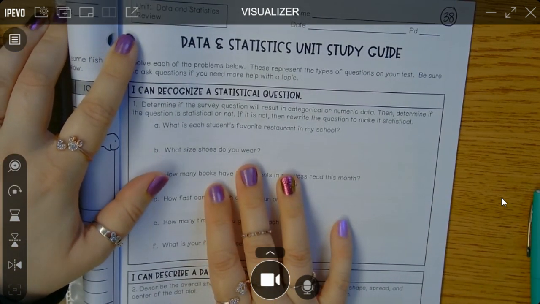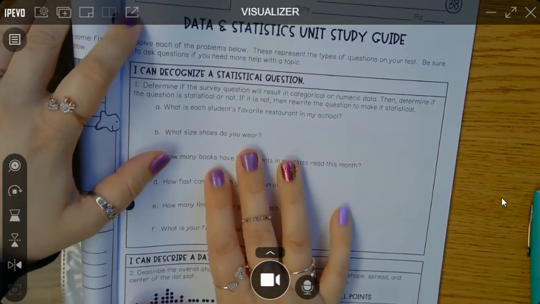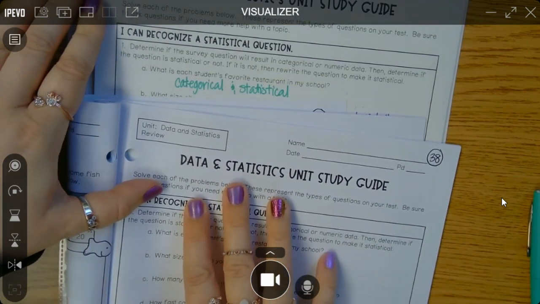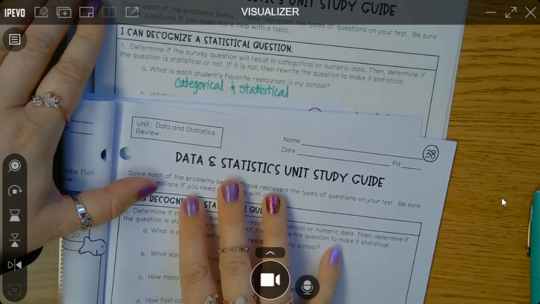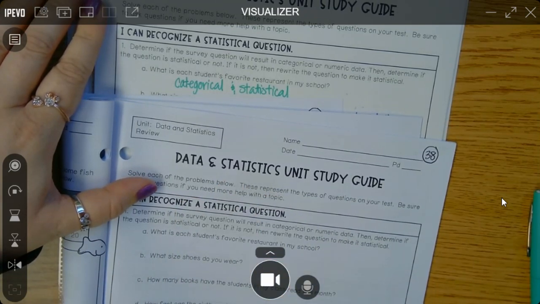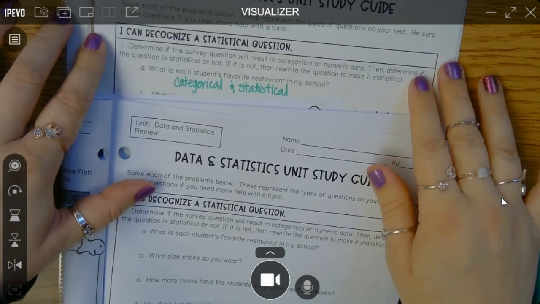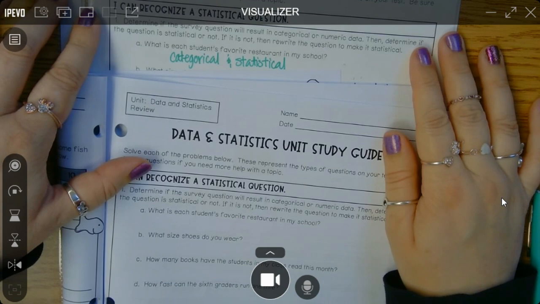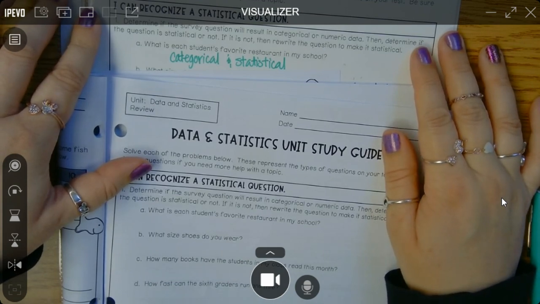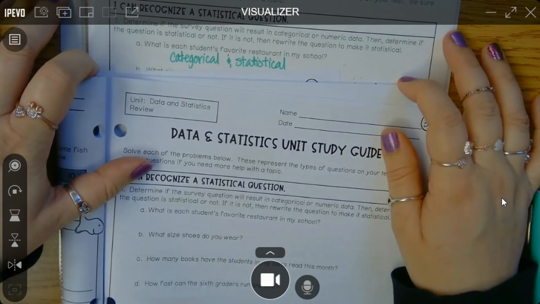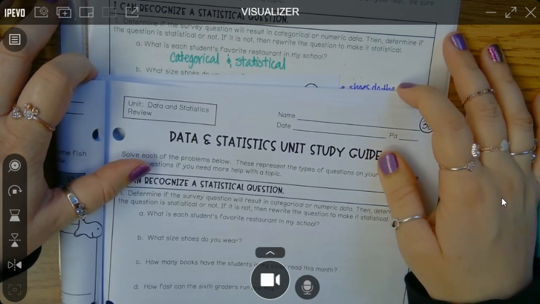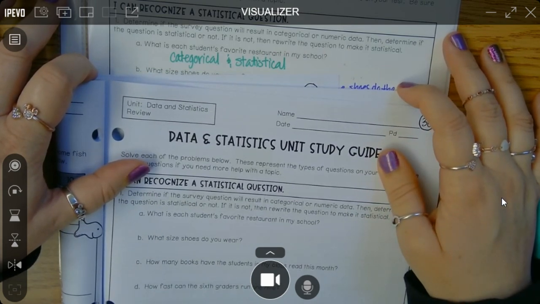And then is that statistical or non-statistical? What did you say? You should have said that that is going to be statistical, because you're asking enough people and you're going to be able to make a chart on it. So that is a statistical question. The next one says, what size shoes do you wear? You should have said numeric or categorical. Yeah, numeric. You're going to get number answers. And is it statistical? No, because you're only asking one person.